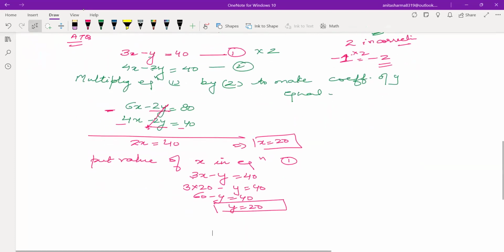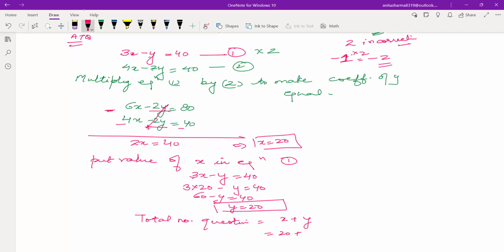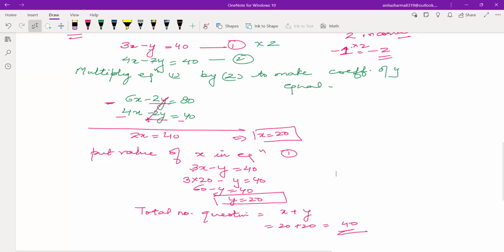Now we have to find the total number of questions. So the total number of questions will be correct questions plus incorrect questions, right? So x plus y, 20 plus 20, it will be 40 questions. So in the exam, there were 40 questions. Understood, Abhinav? 40 questions, right?